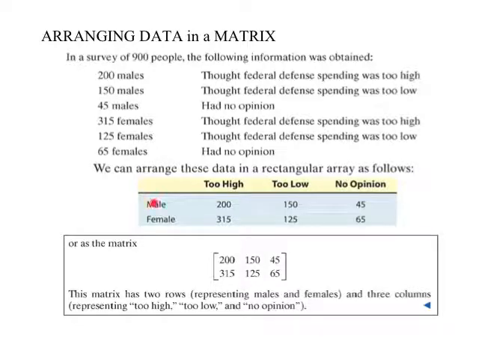So this is really data that's what we call a two-way table. We've got male and female as your rows, and then the too high, too low, and no opinion as columns. So if we wanted to just look at the data in the matrix, now that we've set it up, we're just looking right here. So this is a 2-row by 3-column matrix. And that's just an example of what you might do once you know the reasons for the data, and then you can just look at the numbers.